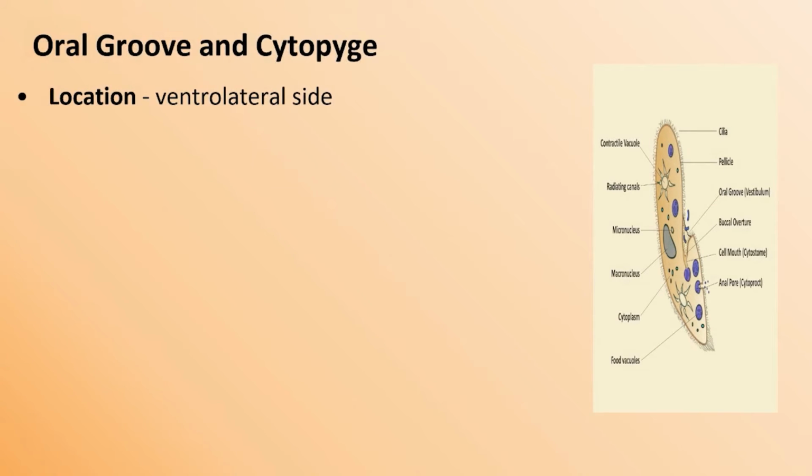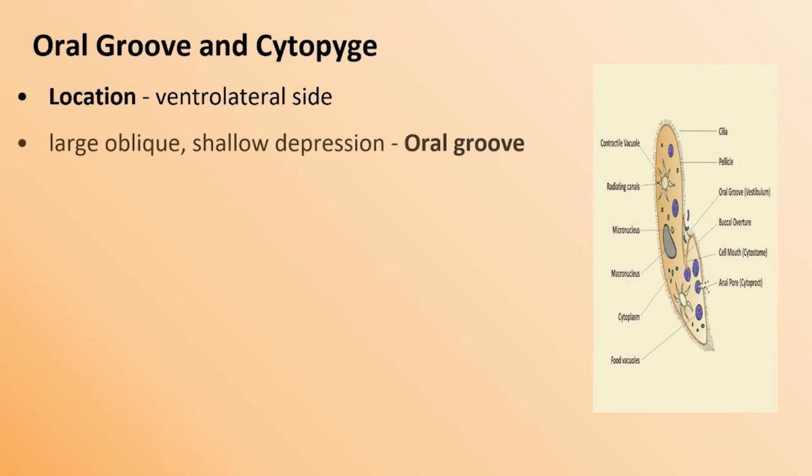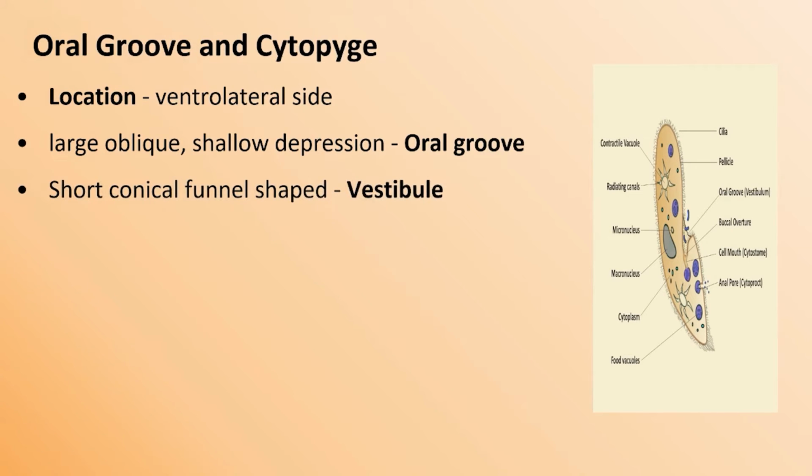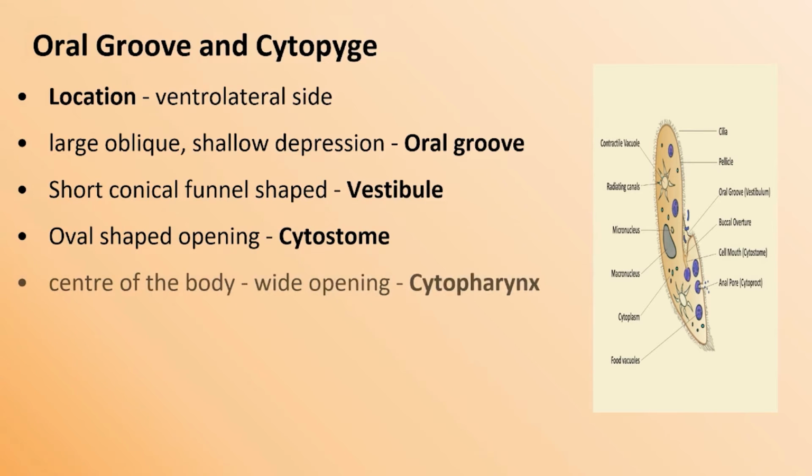Oral groove and cytopyge. On the ventrolateral side, there is a large, oblique, shallow depression called the oral groove or peristome, which gives the animal an asymmetrical appearance. The oral groove leads into a short conical funnel-shaped depression called the vestibule. The vestibule leads directly into a fixed oval-shaped opening called the cytostome, which is the mouth.